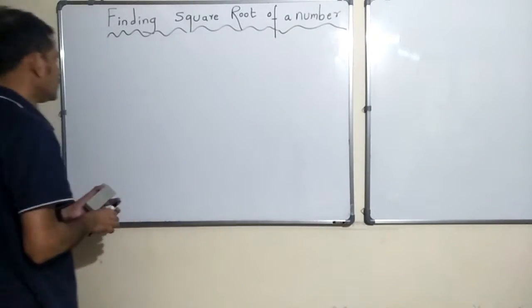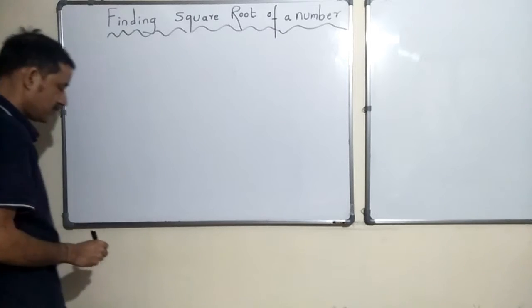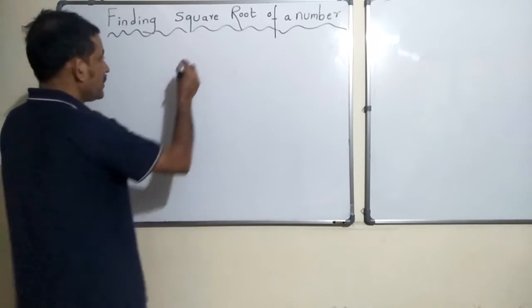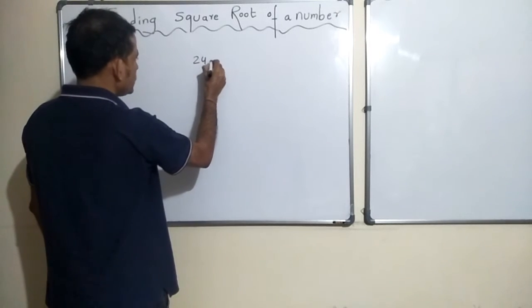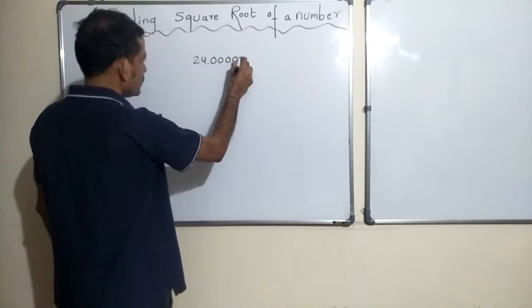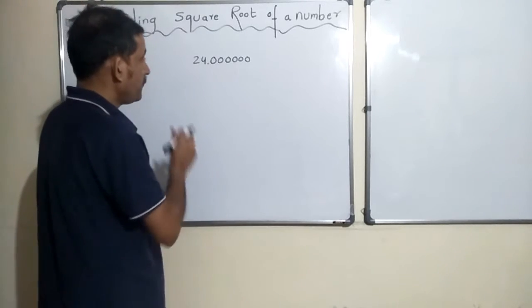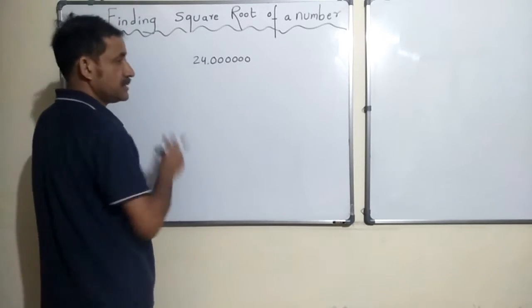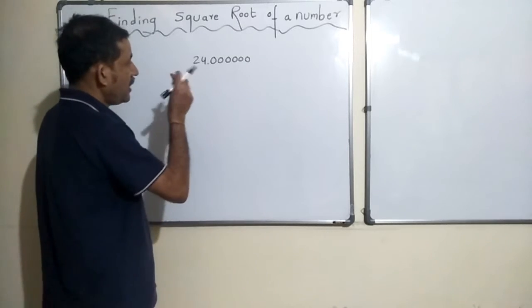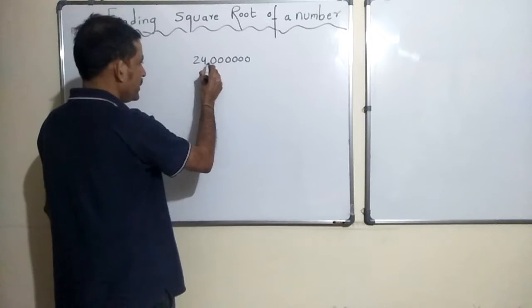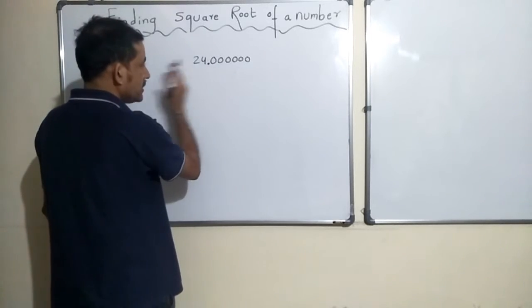All right. So square root of 24. Right now, what we do is we write 24 as 24.000000, right? In this method, we group digits. We group 2 digits together. So now we'll start with the decimal point here. Left 2 digits, right 2 digits.